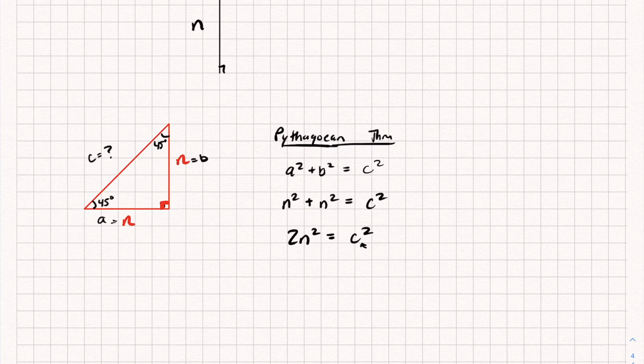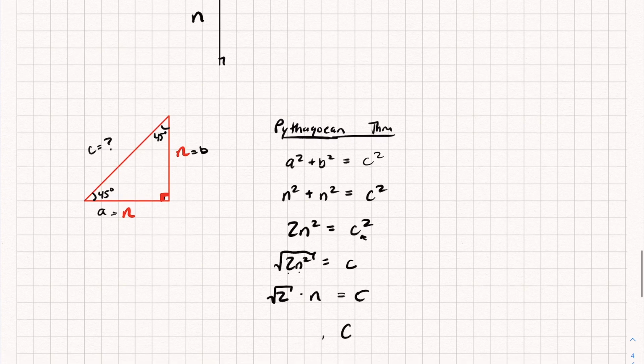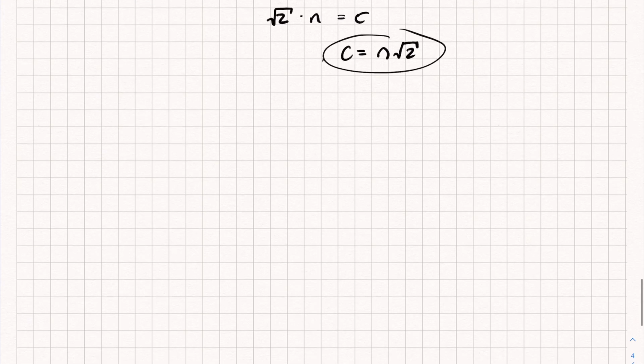So this is where I'm going to take the square root of both sides. And again, take the square root of these pieces individually. I can't square root 2, but I can square root n squared. And so I'll get c is n root 2. We put the n out front. There's my missing hypotenuse. So definitely a little bit easier than 30, 60, 90. And root 2.